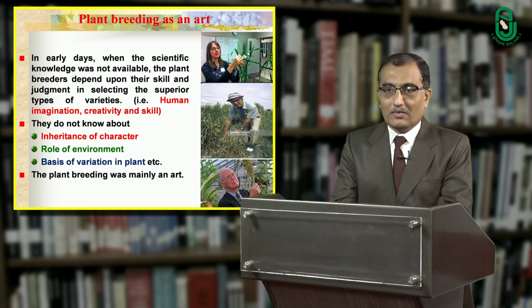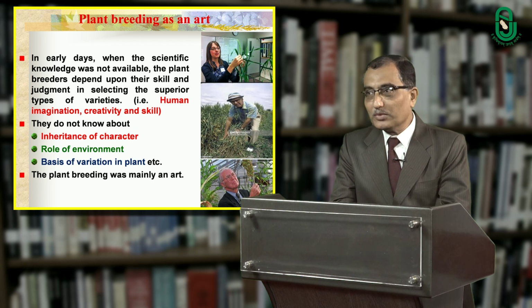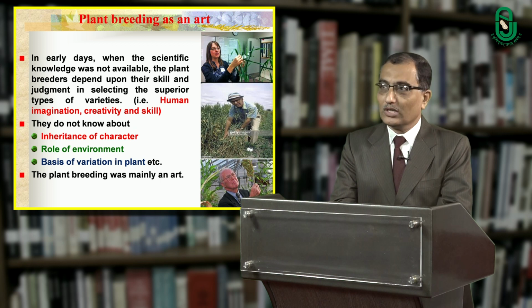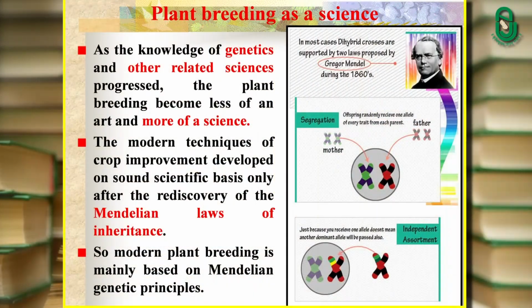At that time, we did not know the inheritance of characters, what the role of the environment in plant breeding is, or what the basis of genetic variation in plants is, and that's why that earlier phase was considered an art. But now plant breeding is a science.